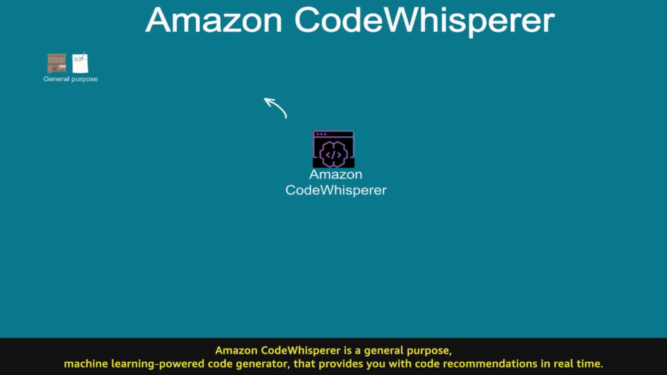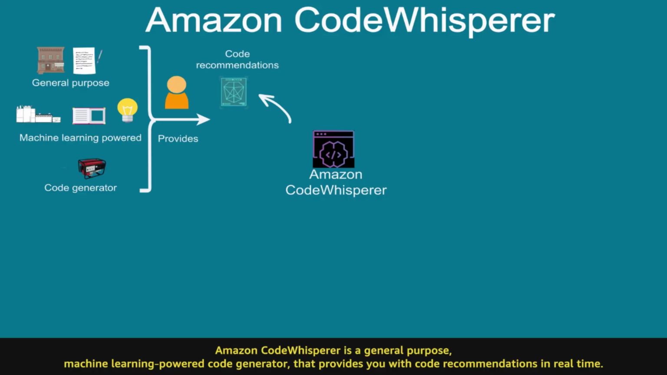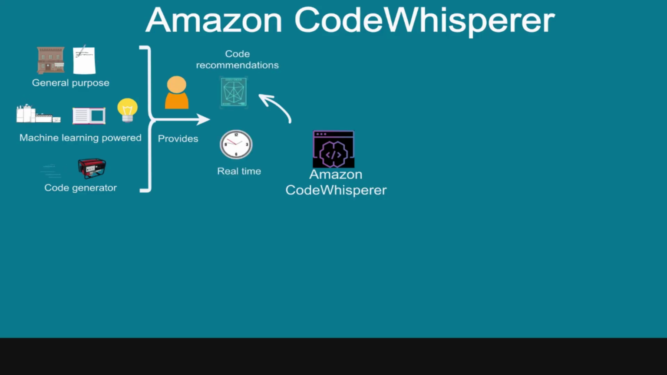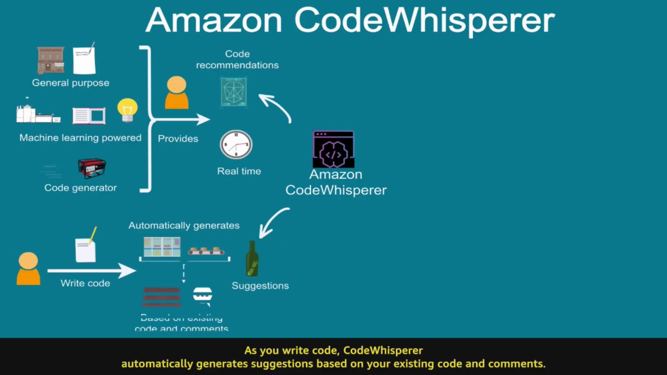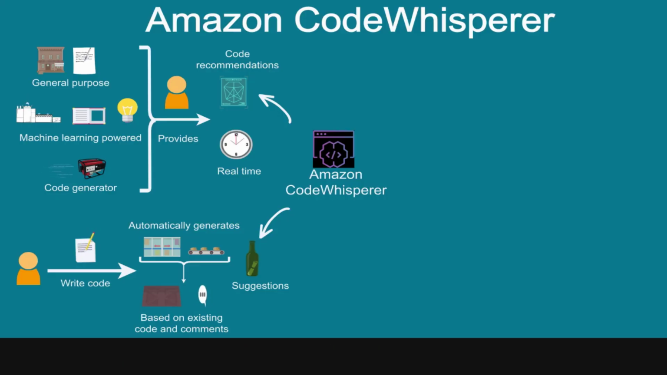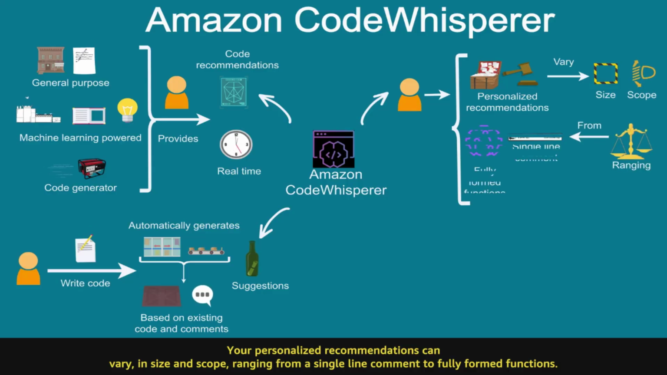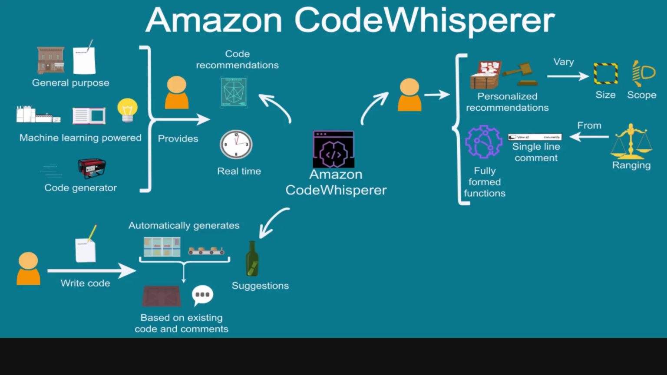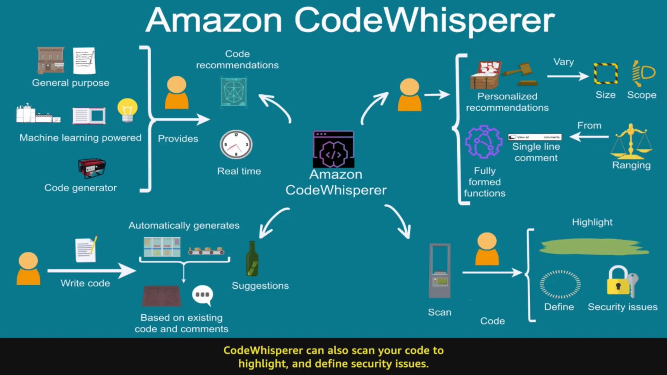Amazon CodeWhisperer is a general-purpose, machine learning-powered code generator that provides you with code recommendations in real time. As you write code, CodeWhisperer automatically generates suggestions based on your existing code and comments. Your personalized recommendations can vary in size and scope, ranging from a single-line comment to fully formed functions. CodeWhisperer can also scan your code to highlight and define security issues.